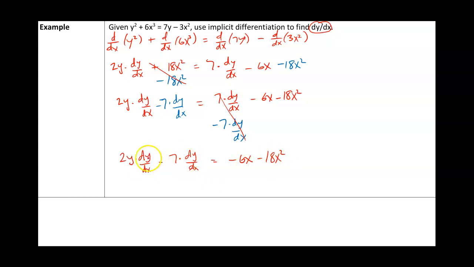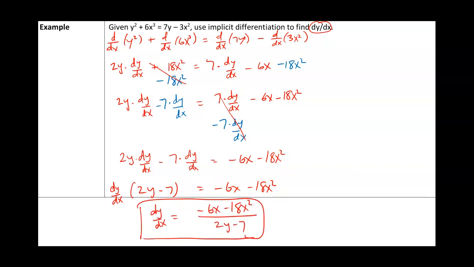When you have two different terms with the dy dx, we have to factor it out. So if I factor out the dy dx, it's going to give me dy dx times 2y minus 7 equals negative 6x minus 18x squared. And then finally, I divide both sides by 2y minus 7, and that's my derivative: negative 6x minus 18x squared over 2y minus 7.